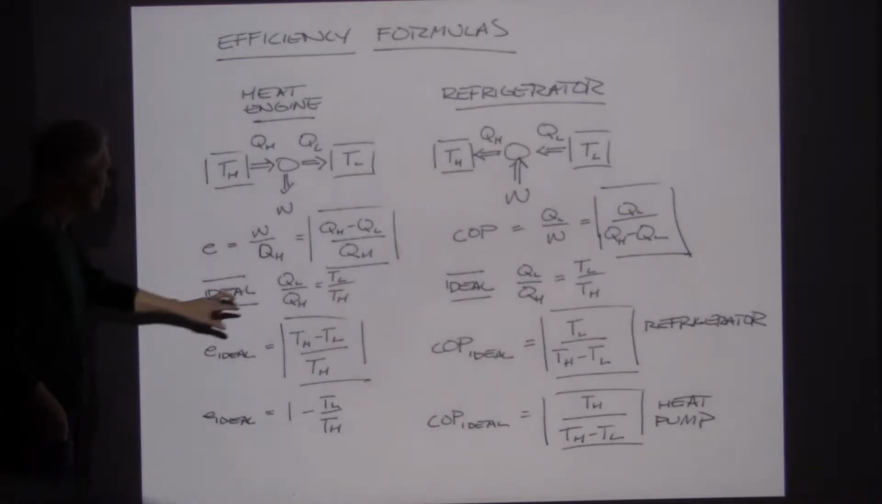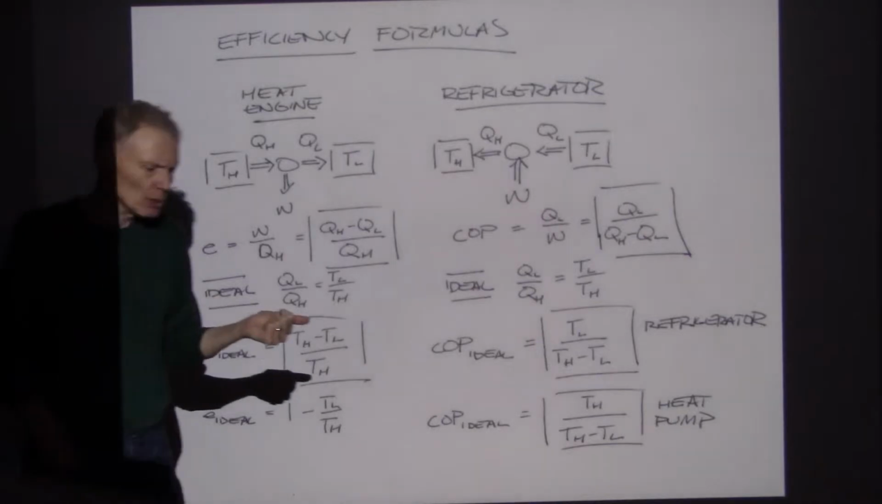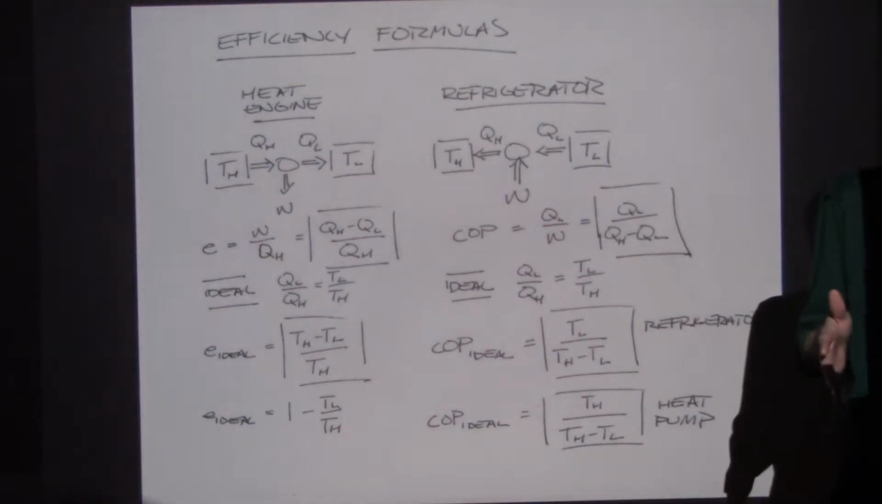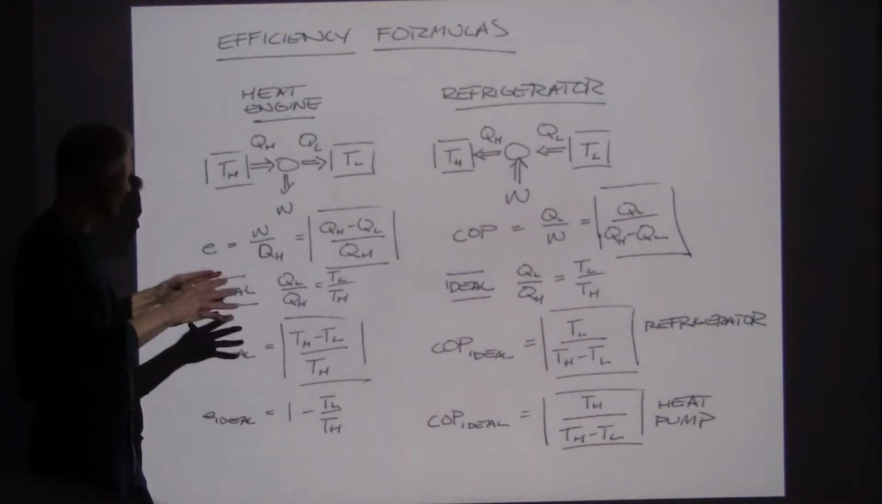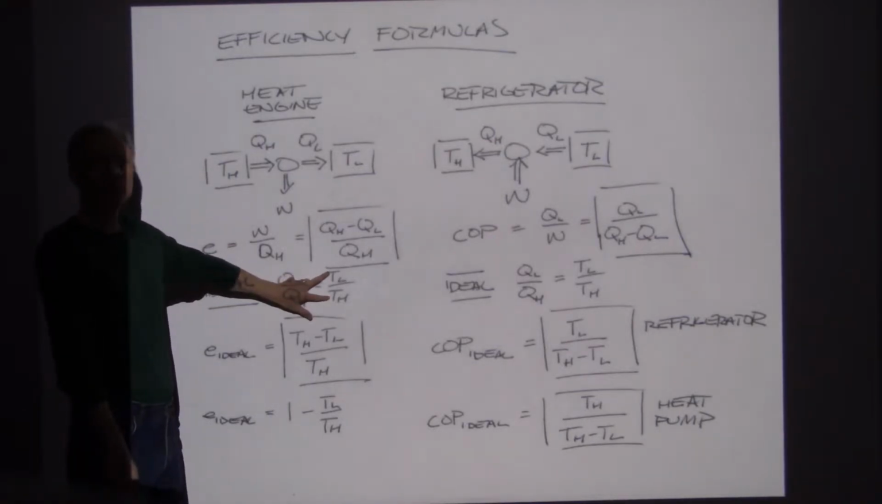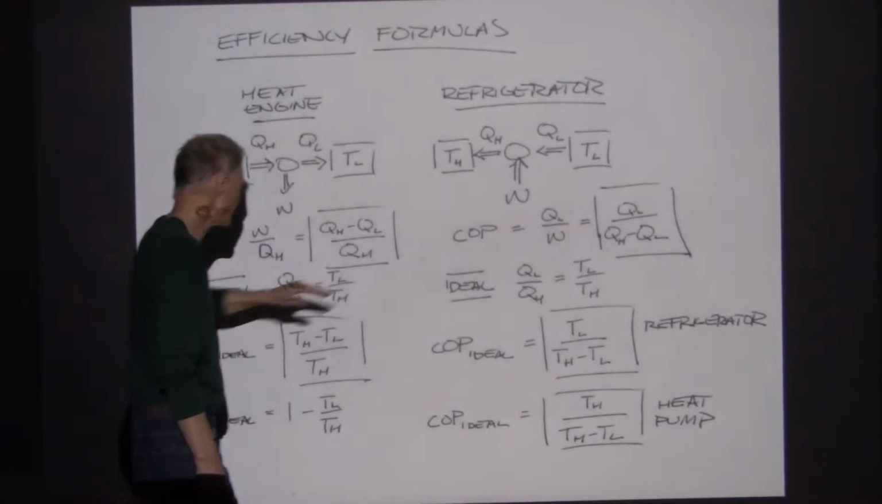Now, the ideal condition comes from entropy, right? If we look at the entropy changes taking place as the heat transfers, we find that entropy says the best we can do is to have the ratios of the Qs match the ratios of the operating temperatures. So that condition holds on both sides.